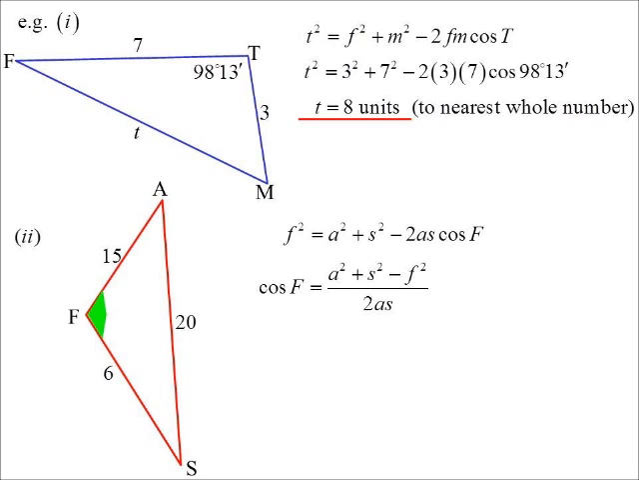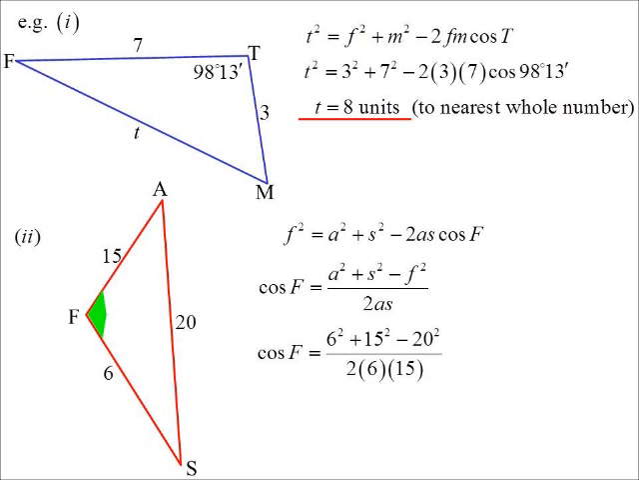Then on the top of the fraction, you have, in this case, a squared plus s squared, the two sides of the included angle, but then minus the opposite side squared, and then on the bottom we have 2 times, and again, those two sides. Personally, I tend to just remember the one formula and rearrange it each time. It's just a matter of personal choice, how you do it.